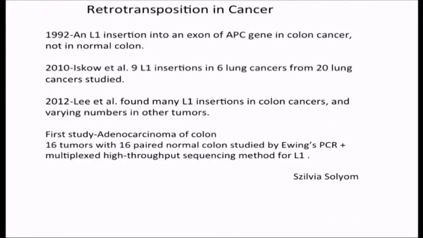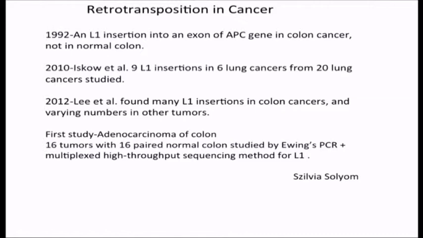Okay, so I said I was going to talk about cancer. Now, it's very interesting. Back in 1992, an L1 insertion was found into an exon of the adenomatous polyposis coli gene, which is a crucial tumor suppressor gene in colon cancer. That was a somatic insertion because it was not found in the normal colon.